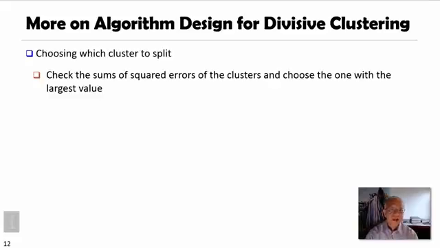But we will see which cluster to split. If you have multiple clusters now, you can check the sum of the squared errors of the clusters and see which one is the largest one. Then you simply say this one is not very good. You want to split it. You want to reduce the sum of the squared errors overall.